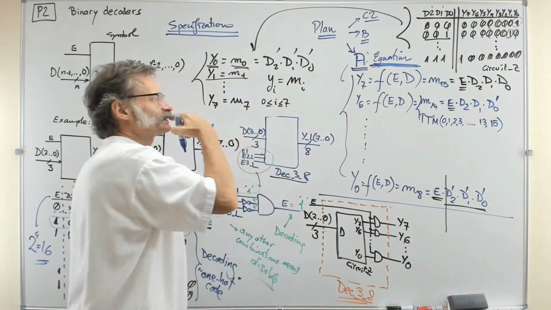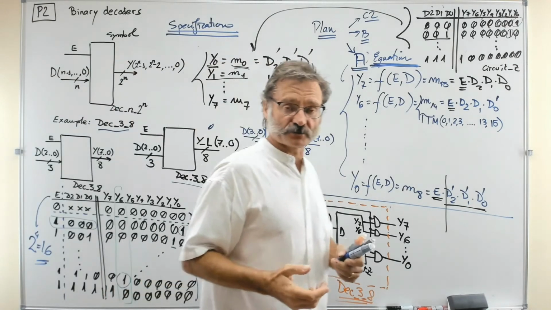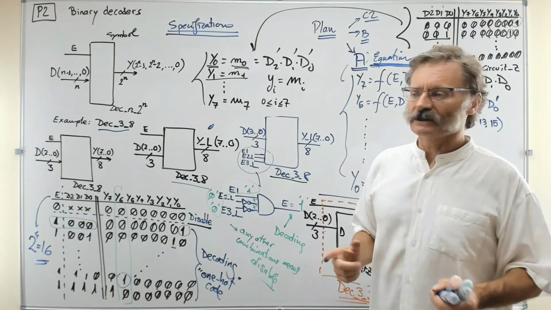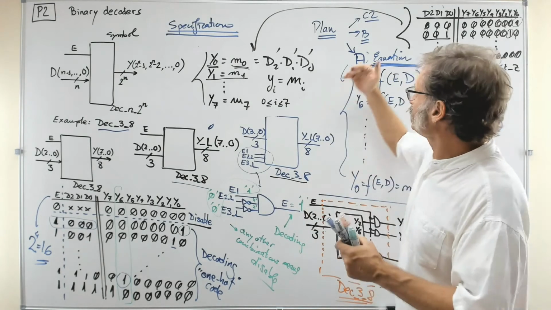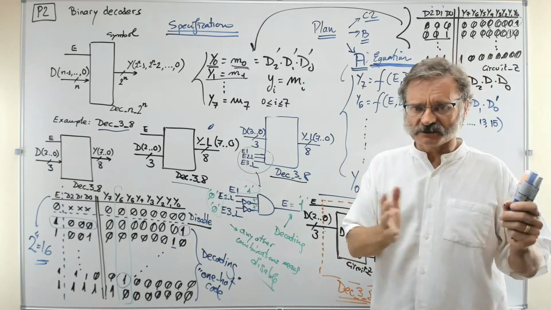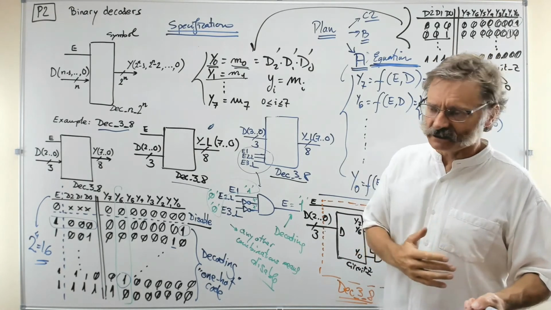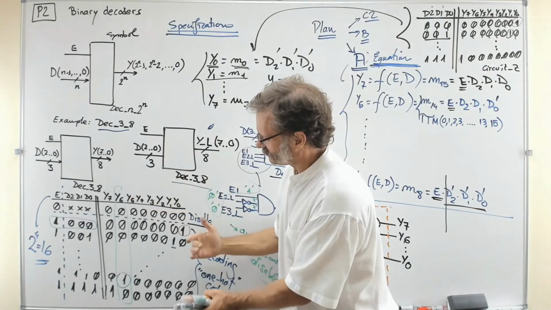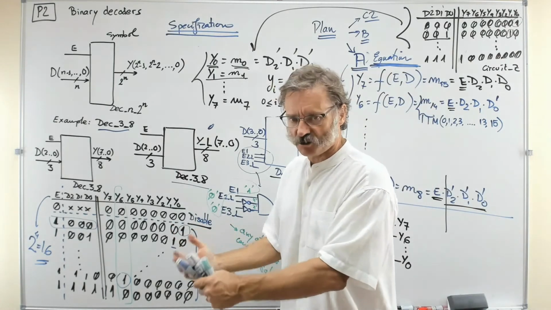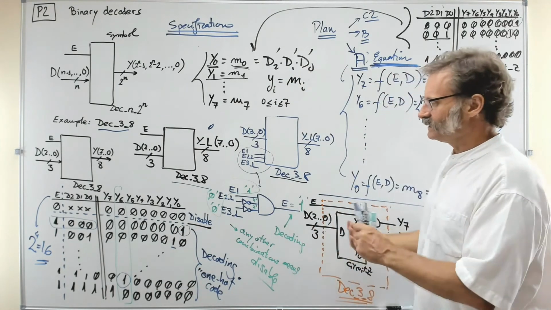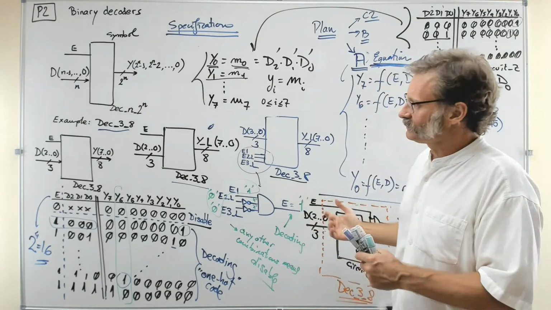Any Yi, from 0 to 7, any Yi is just the minterm with the index i. That's simple. So the minterm 0 is D2 and D1 and D0, all negated, because this is the 000 in binary. And this is the way you represent it when you are taking the minterm of the function, which is representing this one here. That's it.